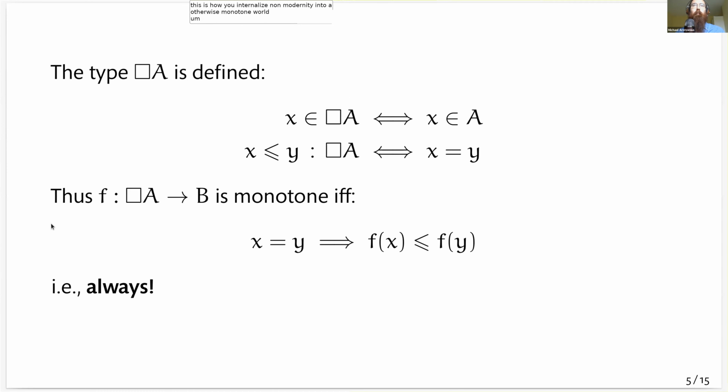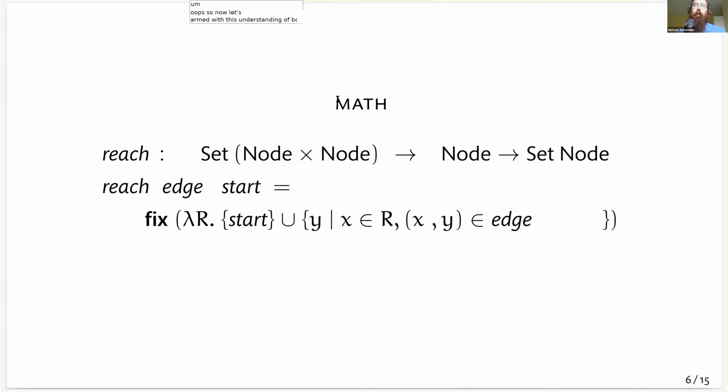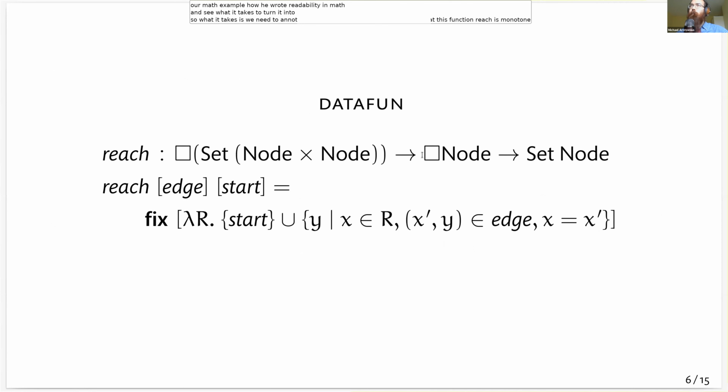So now armed with this understanding of box, let's take a look at our math example, how we wrote reachability in math, and see what it takes to turn it into running code. What it takes is we need to annotate a few things. We're not going to assert that this function reach is monotone, so we're going to box its arguments. That comes along with some term annotations. We have to put square brackets around some things. I'm going to ignore those. This talk is not going to be about the typing rules in DataFun and how monotonicity is tracked.